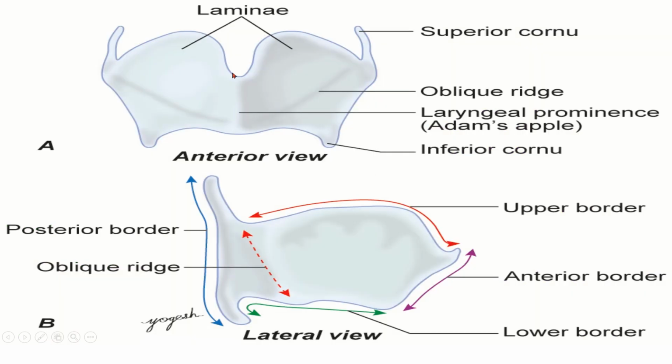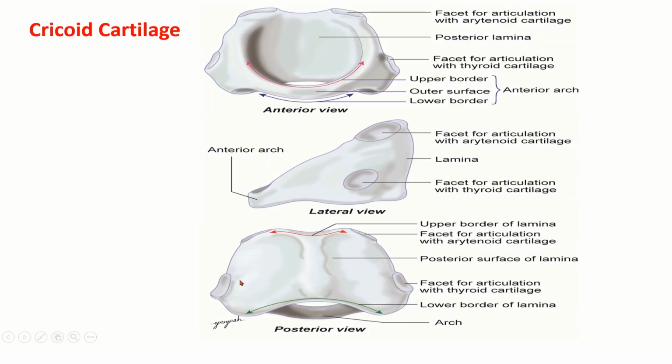You can see here, this is the fused anterior border forming the laryngeal prominence. This is the upper border, convex or concave. You can see here, this is the superior horn, this is the inferior horn, this is the Adam's apple. These are the laminae of the thyroid cartilage. So this is the upper border, this is the lower border, this is the anterior border. This is the oblique line on the outer surface. You can see this is the posterior border.